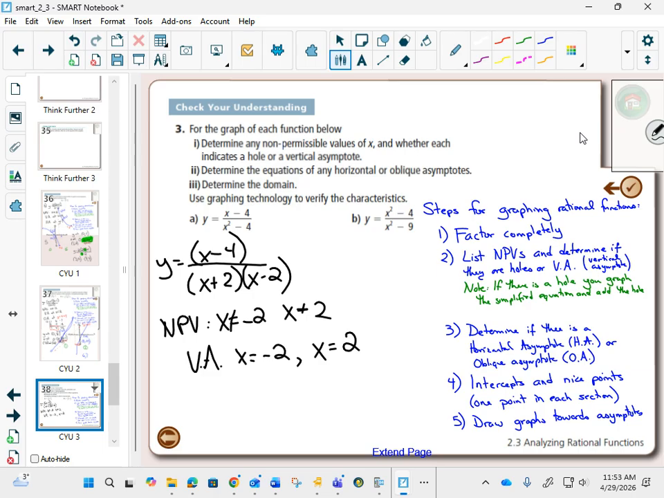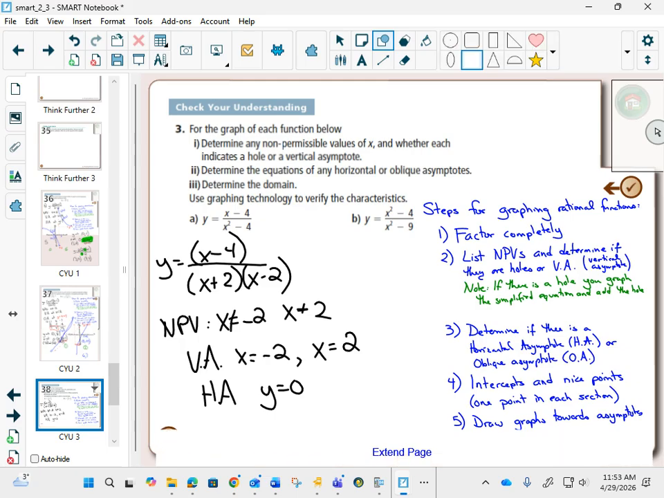Which group is this? Group 3, bigger on the bottom. Group 3 is the easiest one, I think. Horizontal asymptote at y = 0.